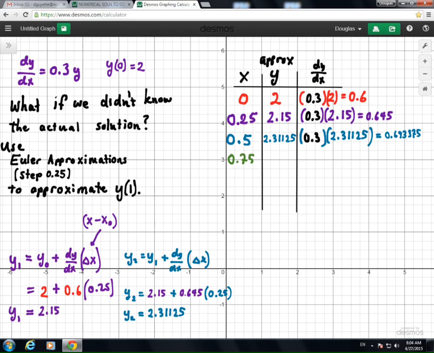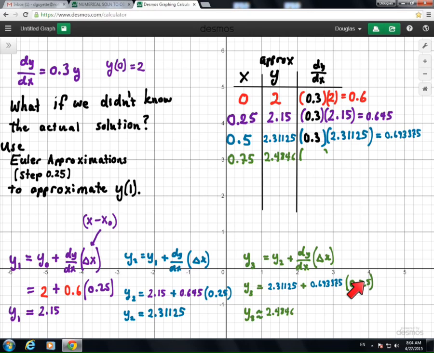Again, this is an algorithm, and it's a recursive algorithm. So this tells me now we are one half unit away from where we started, and we can use another increment of 0.25 to determine where our next y value is going to be. So once again, we take the old y value plus the slope times the increment, and that gives us our new y value.